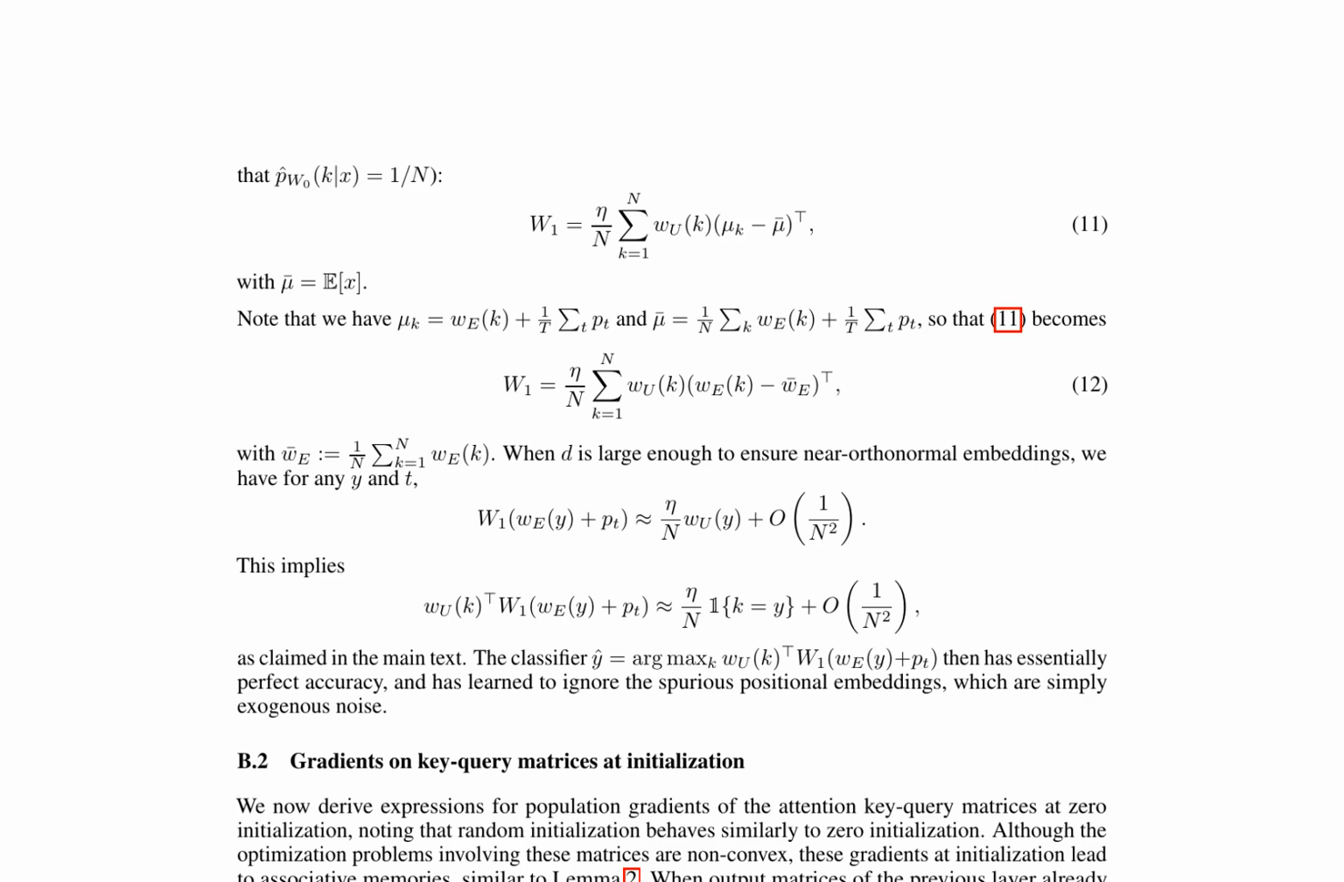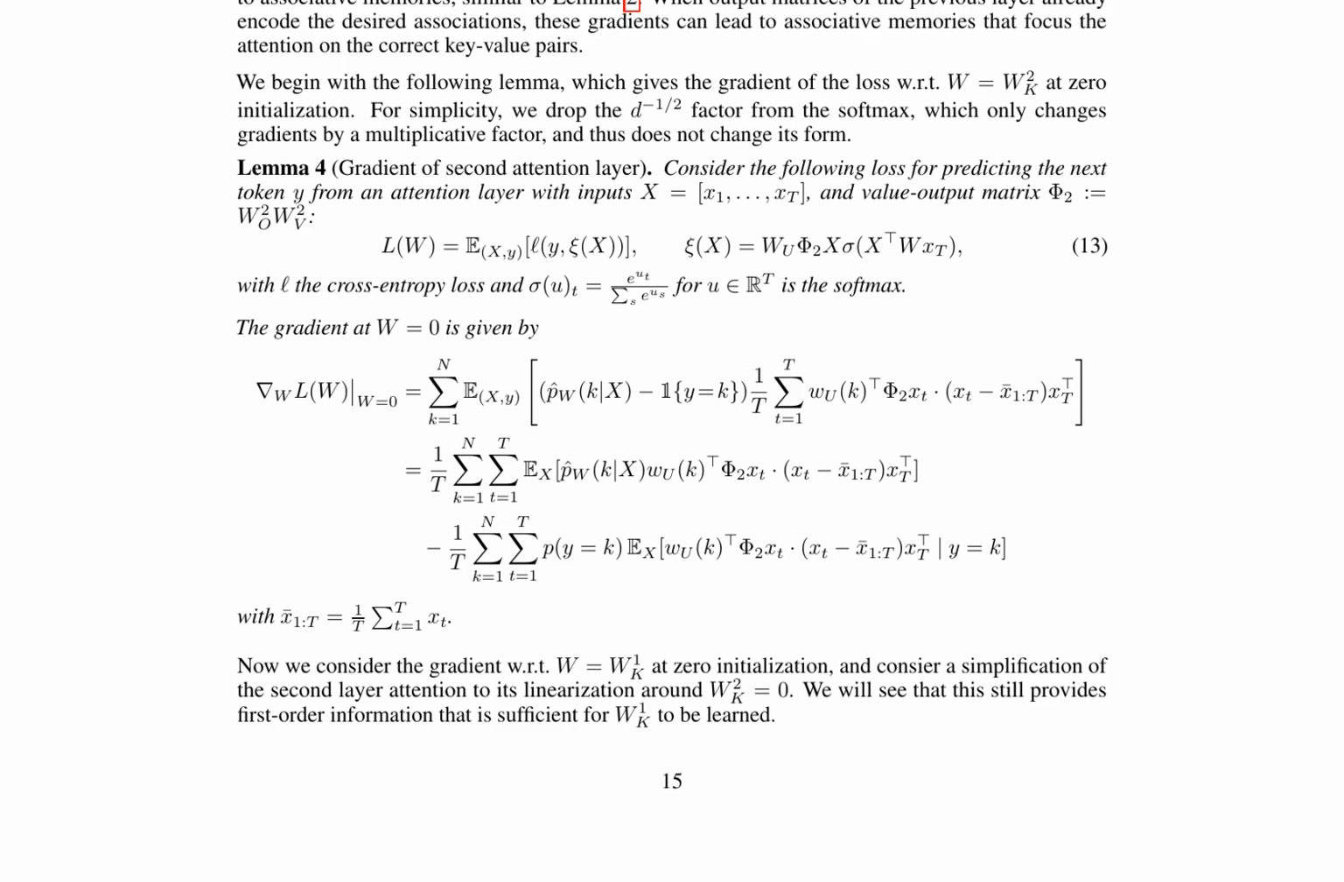The authors derive expressions for population gradients of attention key-query matrices at zero initialization, which leads to associative memories. They begin by analyzing the gradient of the second attention layer with respect to the key-query matrix W2, noting that random initialization behaves similarly to zero initialization. The gradient is given by equation 13, which involves the cross-entropy loss and softmax functions.